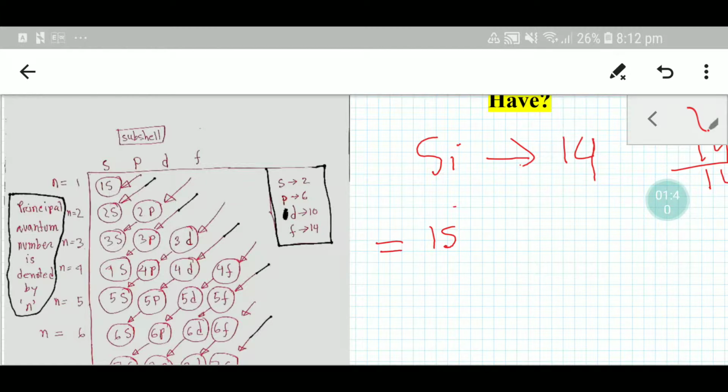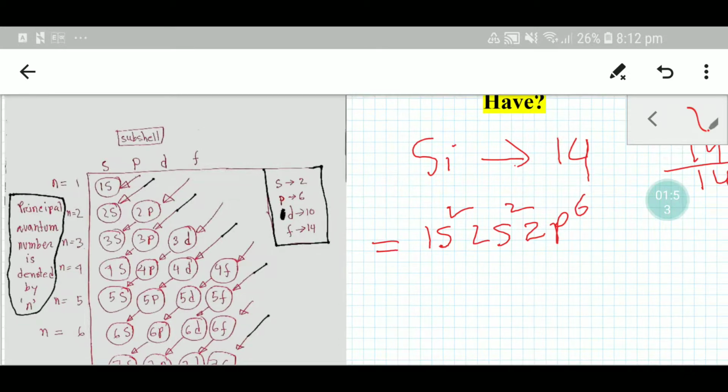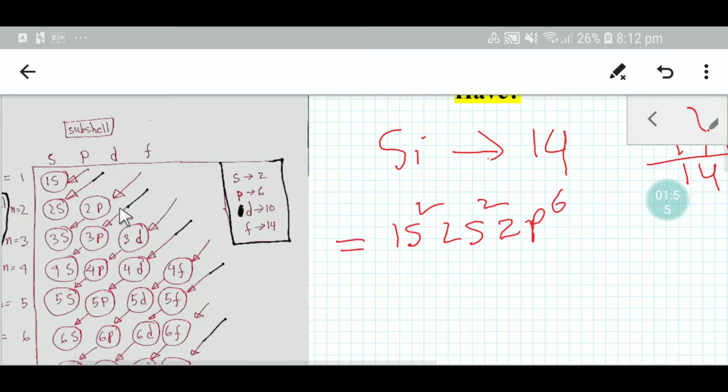You know that the first 2 electrons will go to 1s, then 2 electrons will take 2s, so we put 2 here. Then we put 6 electrons in 2p6. And then we put 2 electrons in 3s2. Now we need to add these electrons: 2 plus 6, 8, plus 2, 10, plus 2, 12. We need 2 more electrons.